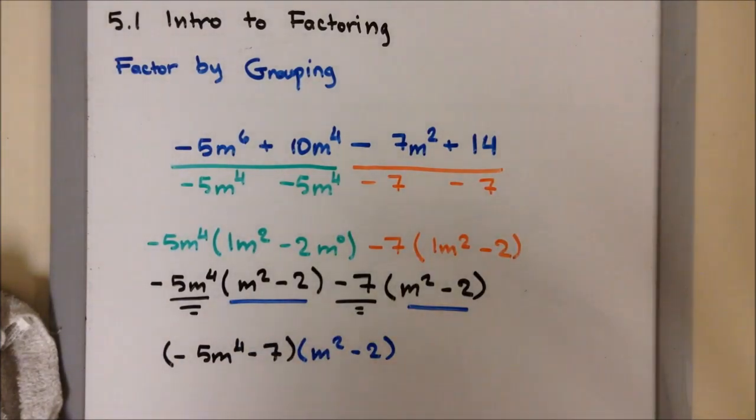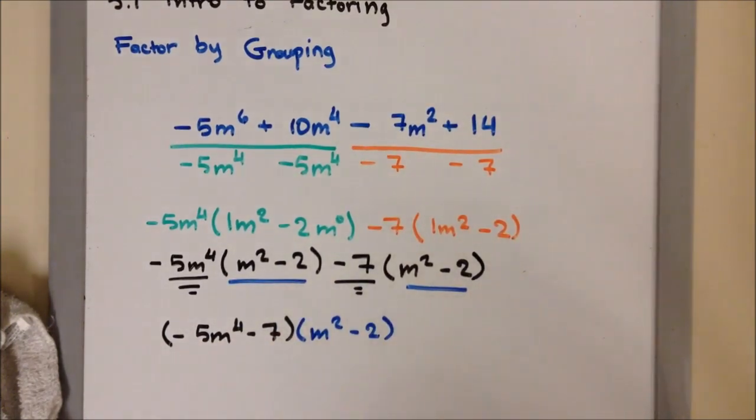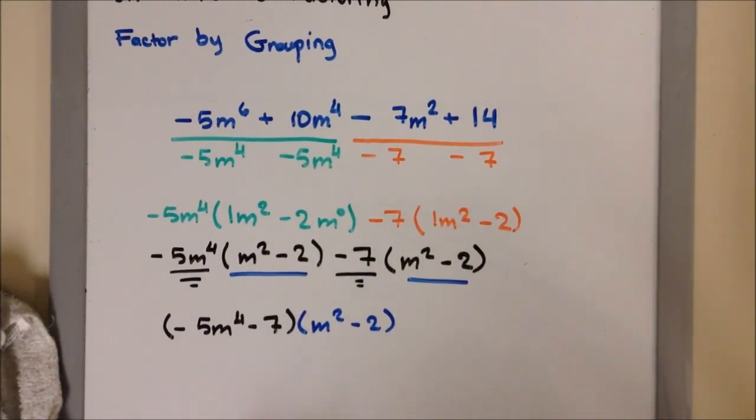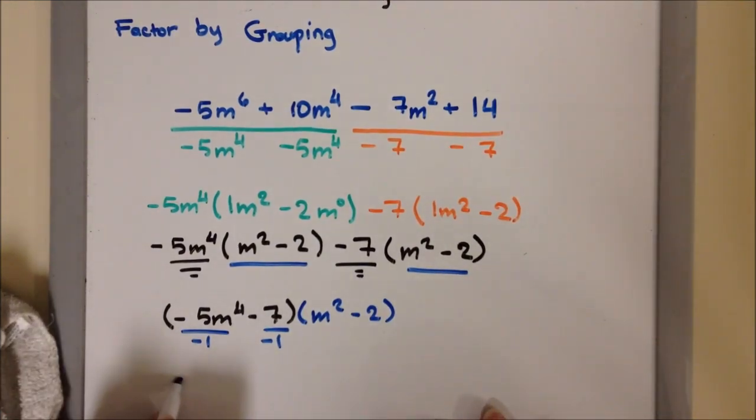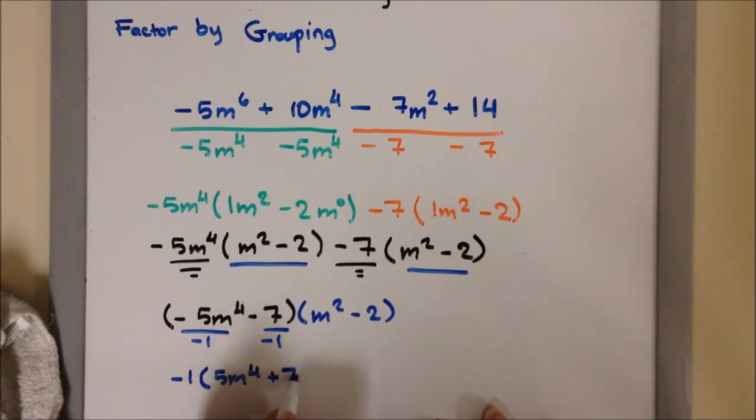Now, I know something fishy about the first set of parentheses. Notice how both terms are negative. So I can actually continue to factor by GCF by negative 1. If I do that, then my GCF will be on the outside, so negative 1 parentheses. When I divide by negative 1, this will be positive 5m to the 4th. This will become plus 7. That's the only thing that changed. This will stay the same.